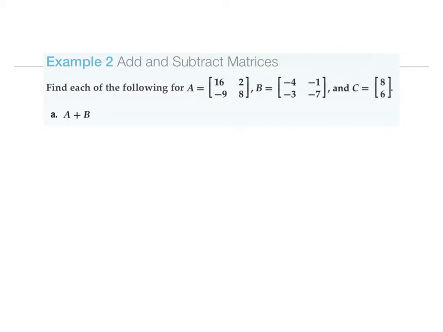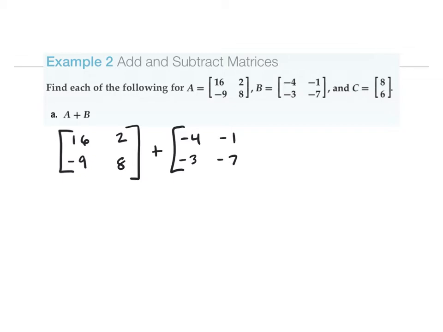So this brings us to our first example. Find each of the following for A, B, and C. Part A just says we are adding matrix A and matrix B. In matrix A, we have 16, -9, 2, and 8, and we're adding that to B, which is -4, -3, -1, and -7. To add them, the first thing we have to check is that they're the same size. We have 2 by 2 and 2 by 2, so we're good. We can go ahead and add.